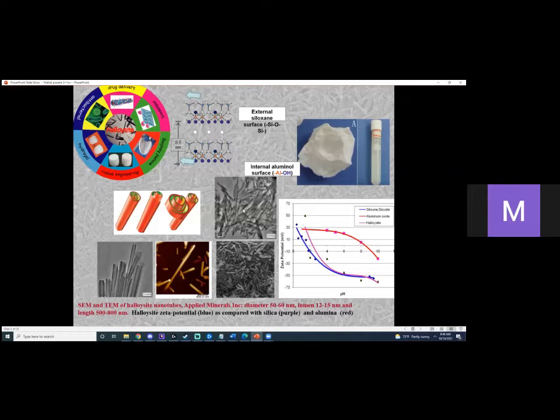We have a couple of SEM and TEM images here to show what they look like structurally, as well as zeta potential, which shows the surface charge. So we can see that the surface is negative. We also have a picture of halloysite as you would see it with the naked eye. The structural dimensions of halloysite are roughly 50 to 60 nanometers in external diameter with an internal diameter of 12 to 15 nanometers and a length of 500 to 800 nanometers.